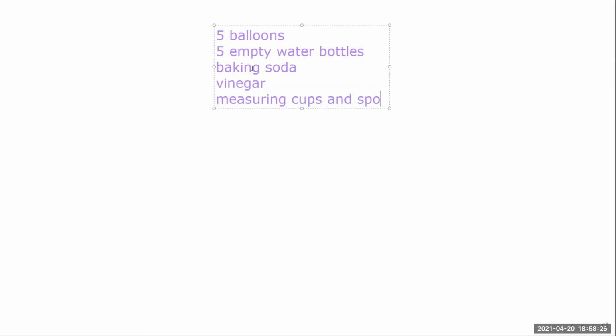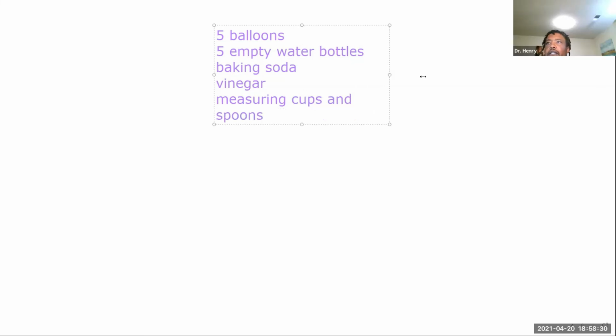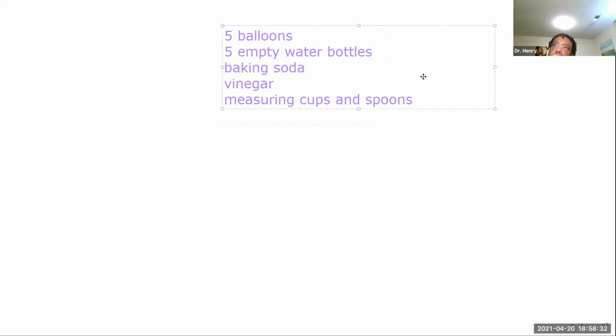Does the size of the balloons matter? I like to get the 9-inch ones if you're getting round, or you can get the curly ones if you want to do curly. How dry do the empty water bottles need to be? You want it to be pretty dry because you're going to do chemical reactions in it. Okay, thank you.